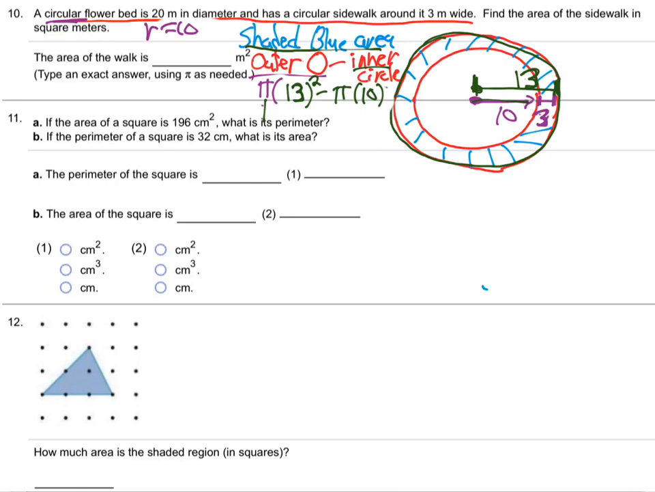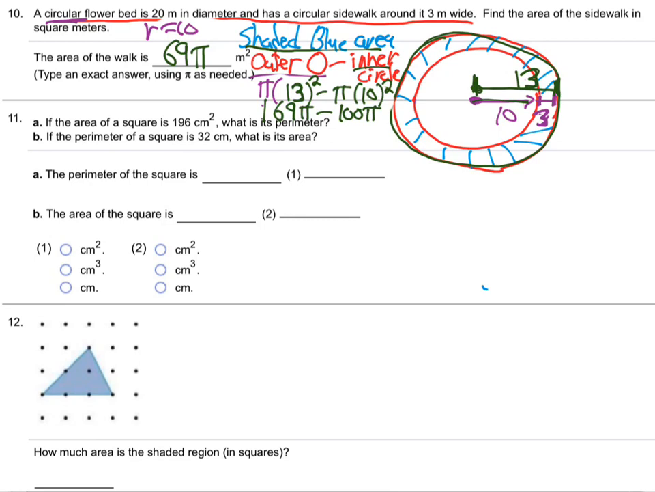So if you multiply that in your calculator, 13 squared is 169 pi minus 10 squared there is 100 pi. That difference is 69 pi. There we go.